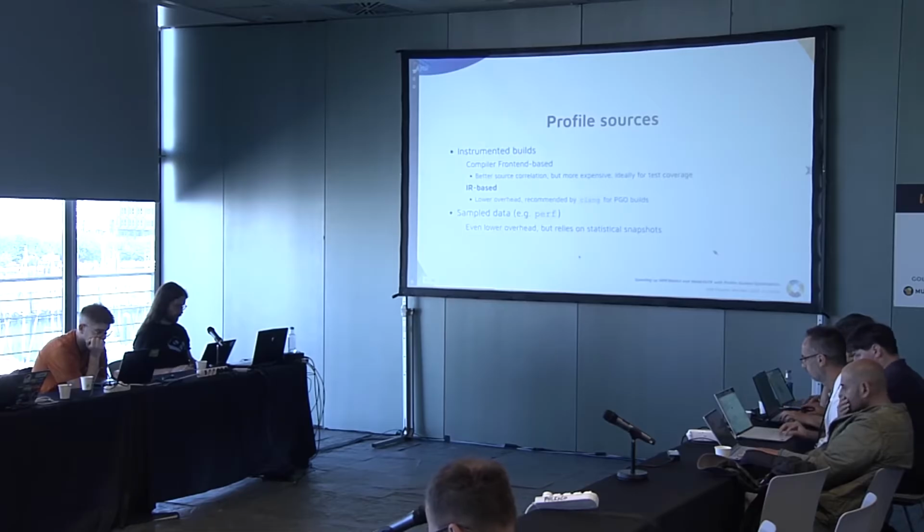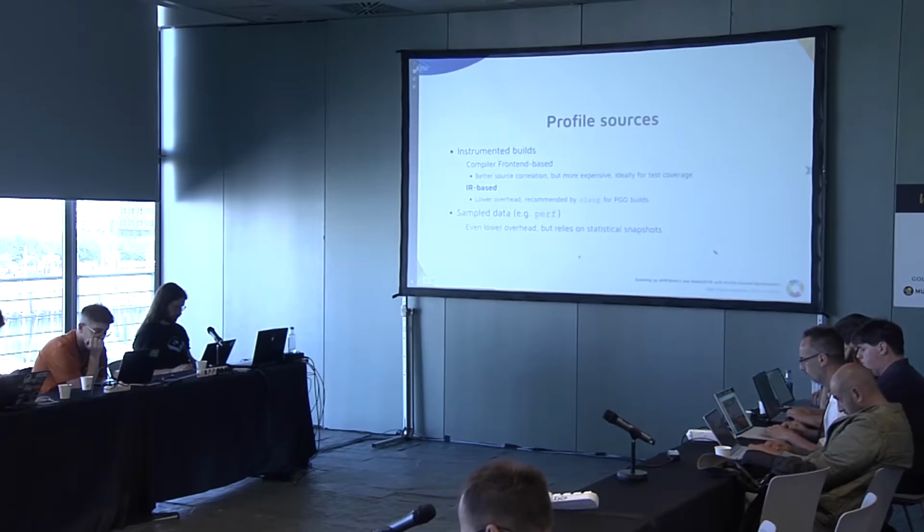the IR, intermediate representation, instrumented build, which has a little bit lower overhead than the compiler front-end one, but it's still more overhead than using a sampled approach, like using perf data, because it has the lowest overhead.